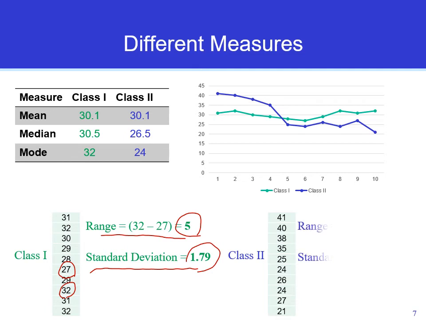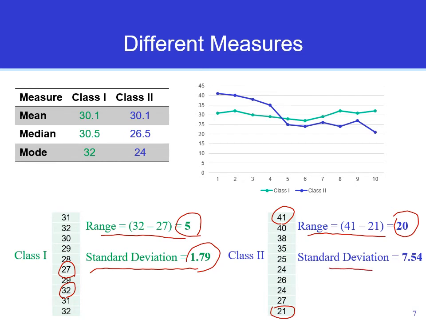If you do this for the second class, the range is the maximum minus the minimum. The oldest student, or the maximum value here, is 41. The minimum value is 21, the youngest student. So the range is 20 for the second class. If you compute the standard deviation using the given formula, it is 7.54.